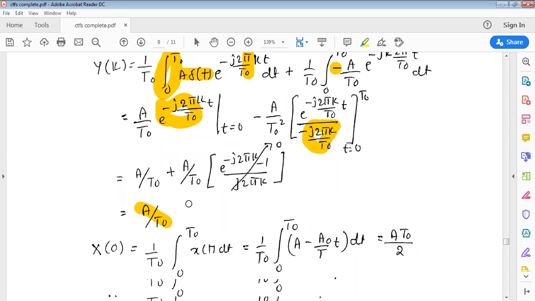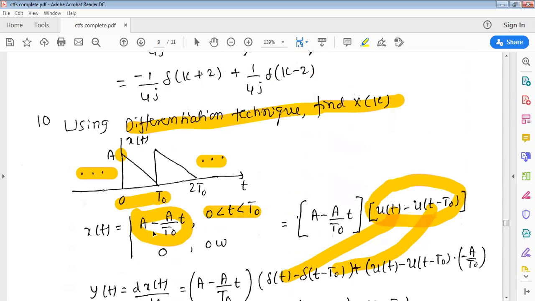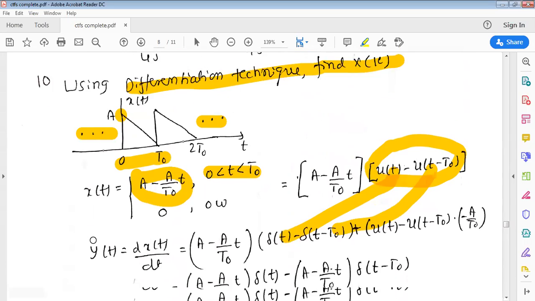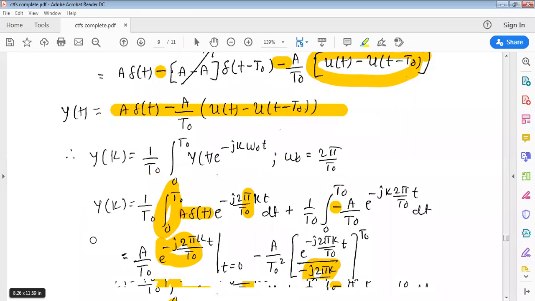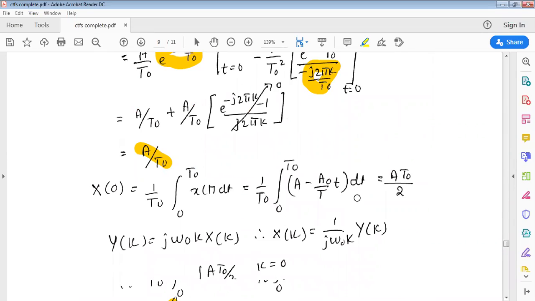Now, what happens? Let us get y of k. And this function will generate infinity when k becomes 0. That's why I had to separately evaluate x of 0. So what is your x of 0? Let us go to the signal. This is your x of 0. x of 0 has a value of a. So what I will do, I'll go here. x of 0 is 1 by t naught, integral from 0 to t naught x of t dt. So 1 by t naught, a minus a naught by t into t dt, integral for a period of t naught. So this will give me, after performing integration, a into t naught by 2.